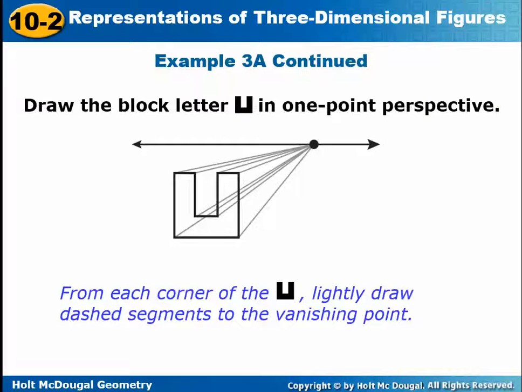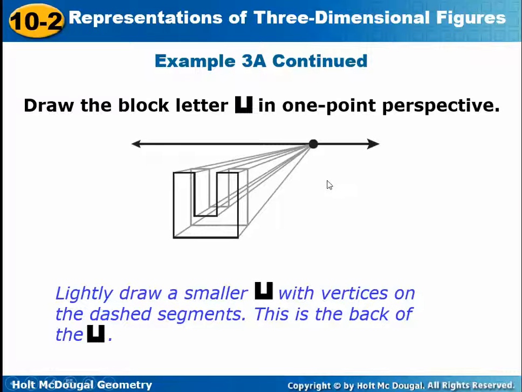Then from every single vertex on the U, you're going to draw a straight line with a ruler to the vanishing point from every one of these vertices. This one, this one, this one, and so on. Draw all of them. Just lightly.